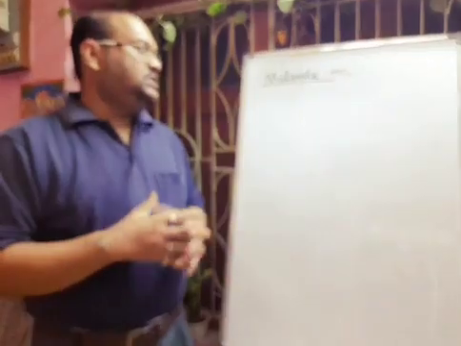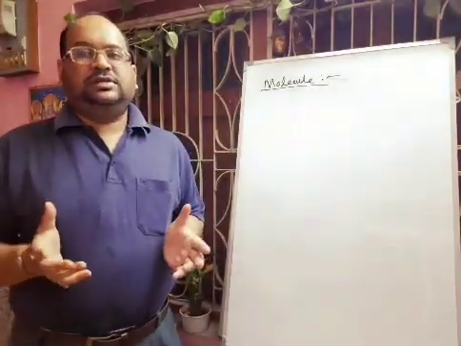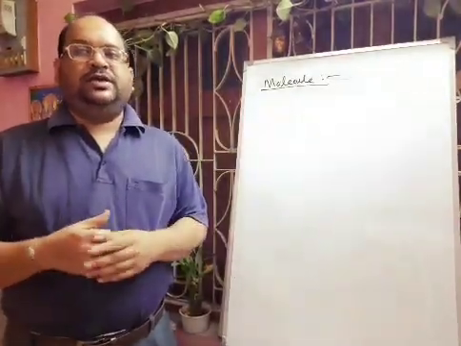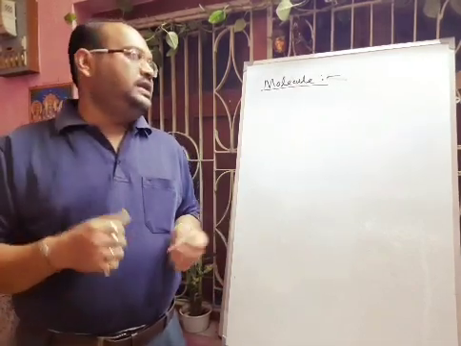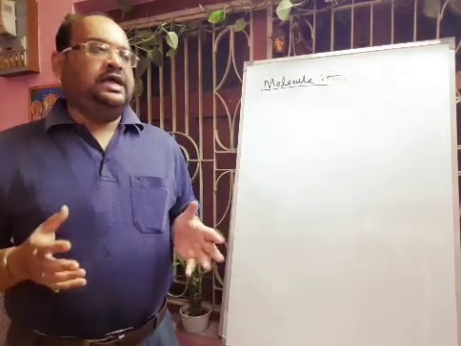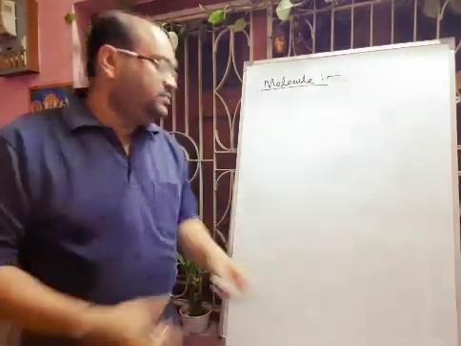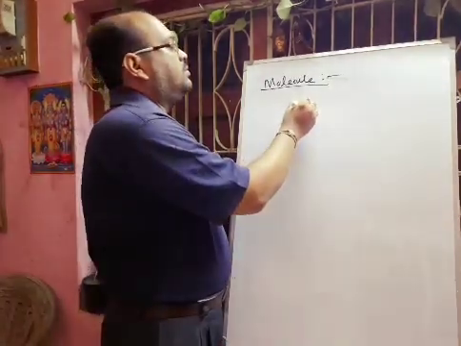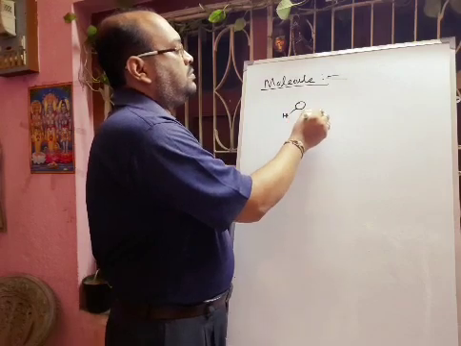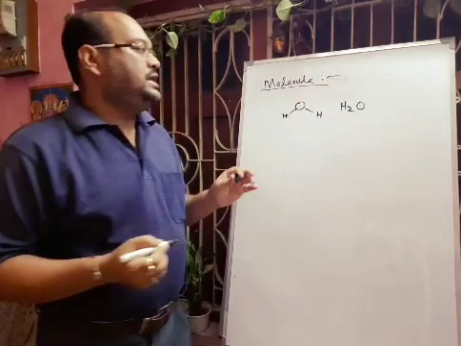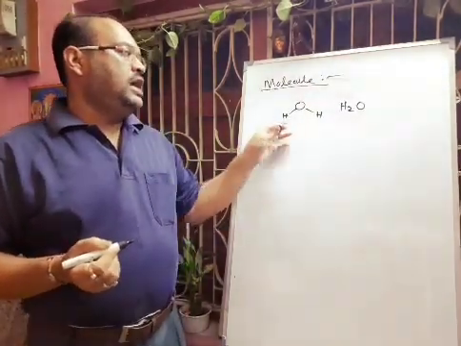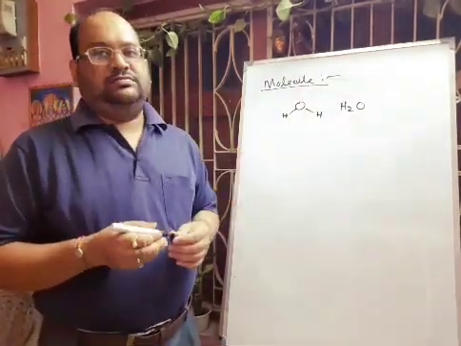The smallest unit of a compound is called molecule. And it exhibits all the properties of that compound and has independent existence. Like if you think about water molecule, or we can write H2O. So here this molecule is made up of 2 hydrogen atoms and 1 oxygen atom.